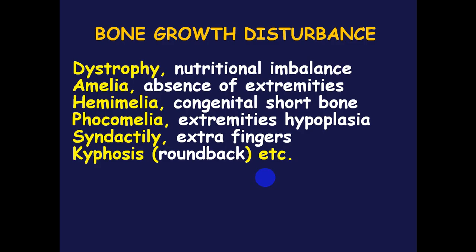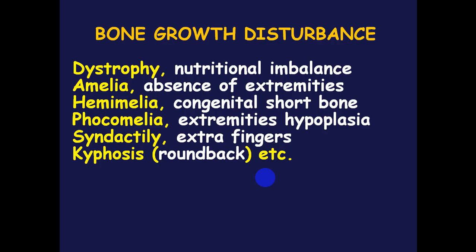Or there is also amelia. Amelia means absence of extremities. There are no extremities at all. There are no hands or legs. For example, amelia can happen due to thalidomide intoxications. Thalidomide intoxications cause no formation of limbs.